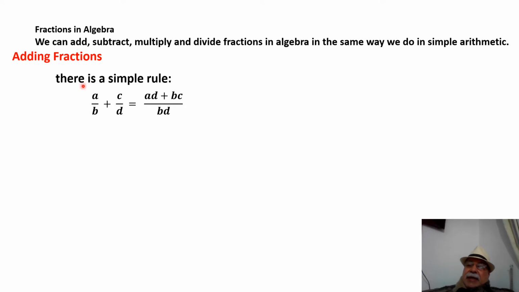We multiply the first numerator by the second denominator, and the second numerator by the first denominator. In Arabic, I will translate this for so many students who maybe want to know about it, for the easy way.